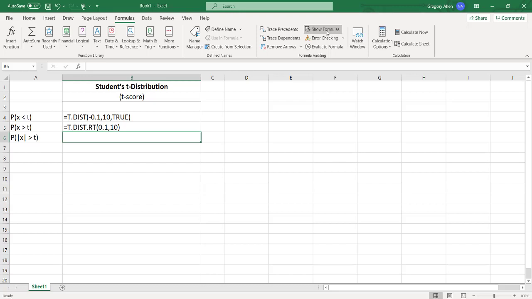There is a third probability function, T.DIST.2T for two-tailed. So what that's going to give us is the area in both tails. It's going to give me, and let's get an example in here, 0.1, comma 10. That's going to give me the area above 0.1 and below negative 0.1. Two tails, the upper value and the lower value. Think like what we see when we're talking about confidence intervals and two-tailed hypothesis tests.